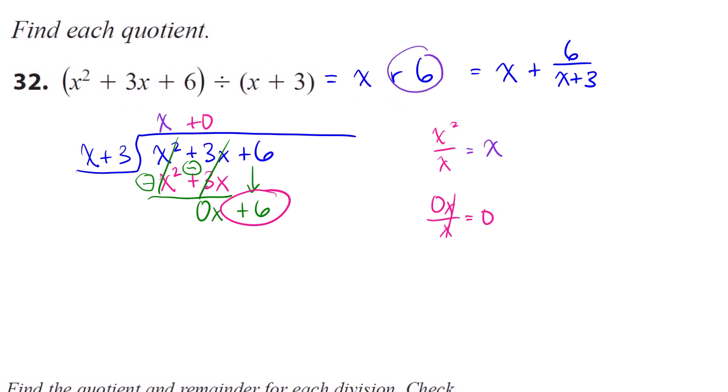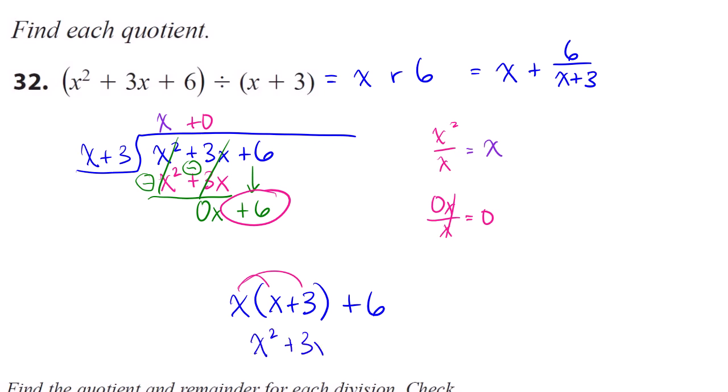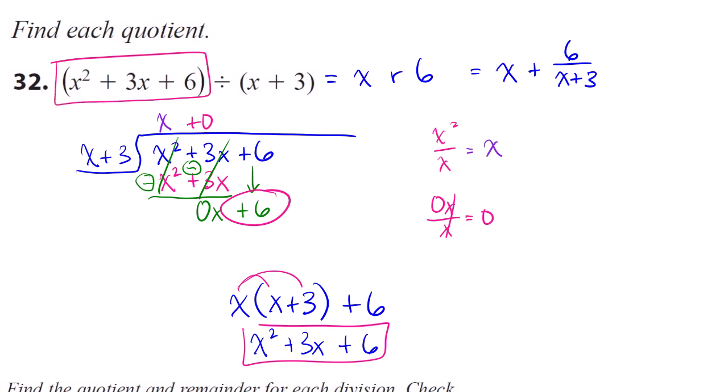So now we're going to hold off on the remainder. What we're going to do is multiply x by x plus 3, right? So we're going to do that first, and then we're going to add 6, add the remainder, okay? And we'll see if that comes out to what our dividend is. So if we distribute the x, we'll get x squared plus 3x, right? And then we just bring down the plus 6. We don't have any like terms, and so we have confirmation here that this is the same as this, right?